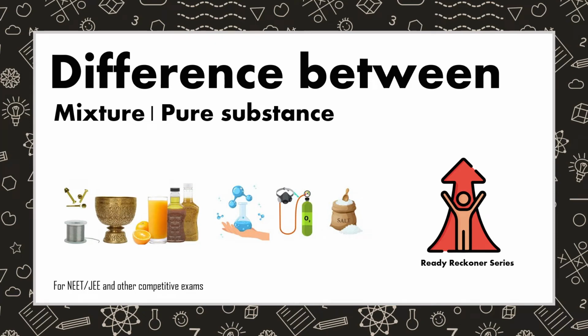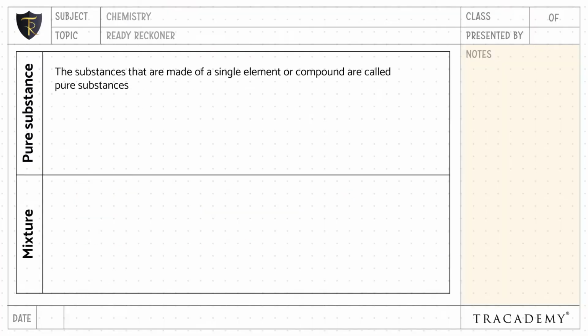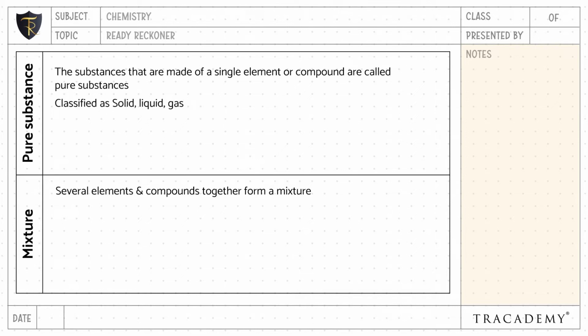In this video, let's understand the difference between a pure substance and a mixture. Substances that are made up of a single element or compound are called pure substances, whereas a mixture is a combination of several elements and compounds. Pure substances can be classified as solid, liquid and gases, whereas mixtures can be classified as heterogeneous and homogeneous mixtures.